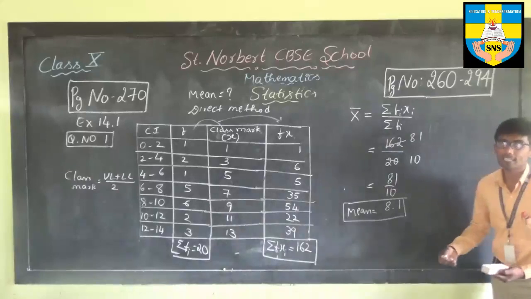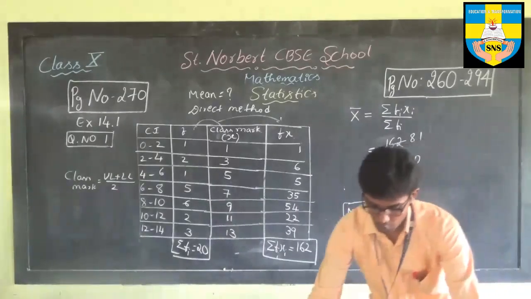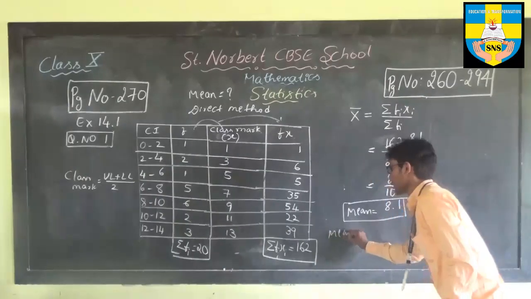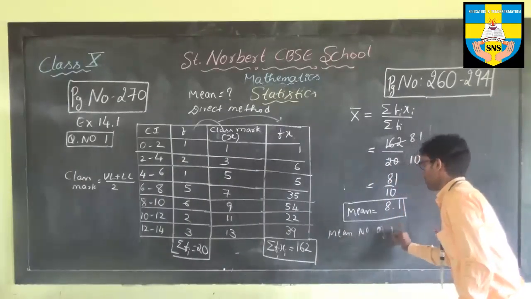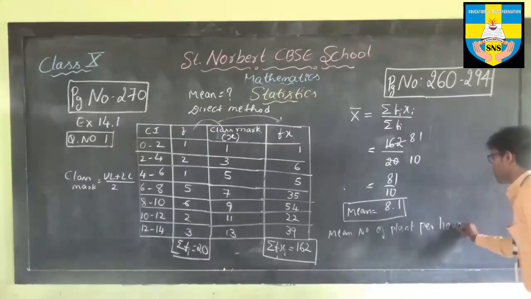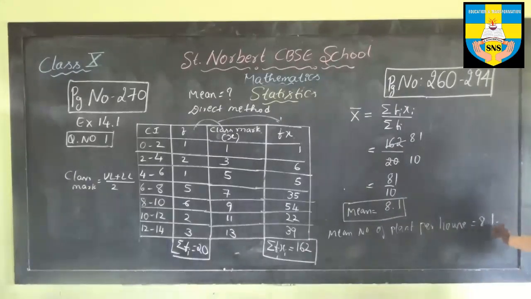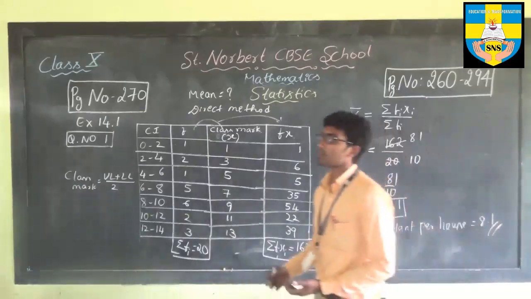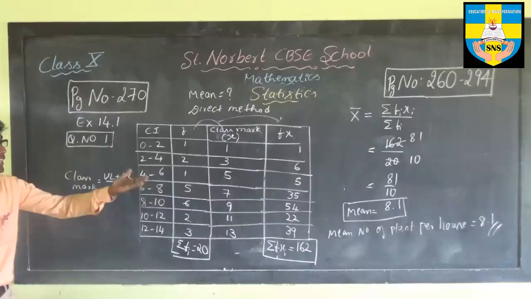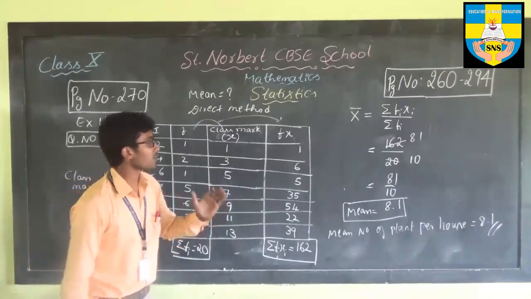It's better if you write your answer in sentences. In this question they asked the mean number of plants, so the mean number of plants per house will be 8.1. When it is a word problem, we expect your answers in sentences, so write that answer in a sentence. 8.1 will be the answer for the first question.